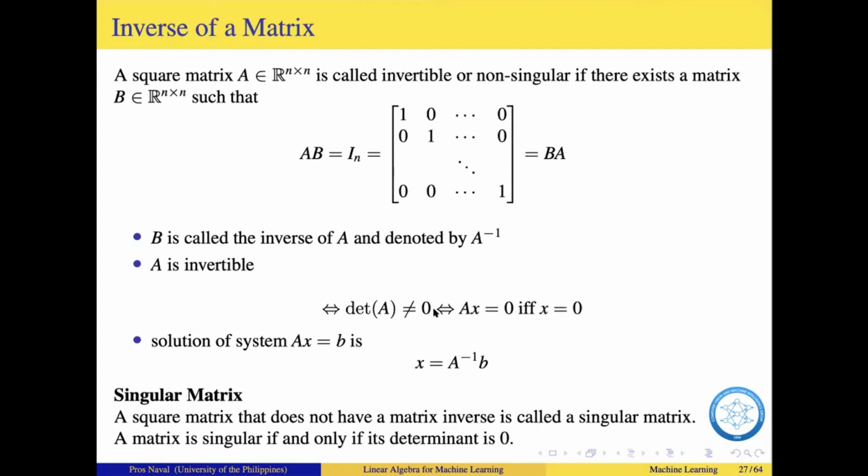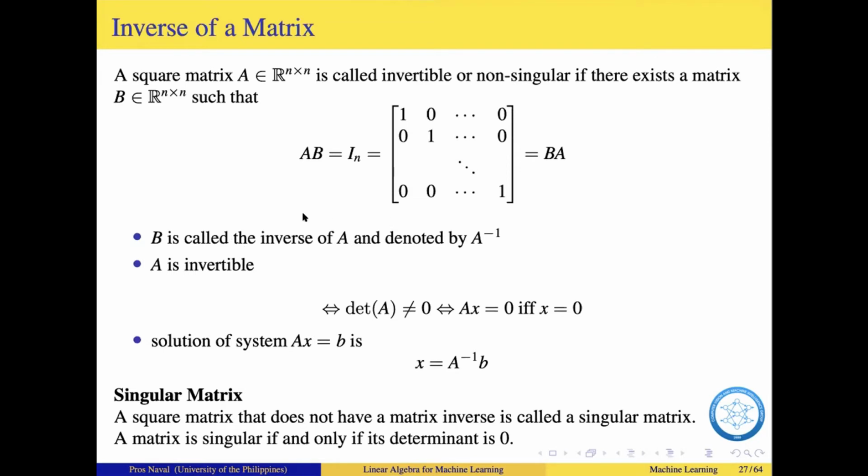The only way for this to be true is the case when x is equal to 0. Okay? So if this is true, then the determinant of A is not equal to 0, and also A is invertible, and also, of course, the matrix inverse exists. If this is not true, then the inverse of that matrix does not exist. And the solution of the system Ax equals b is x equals A inverse b.